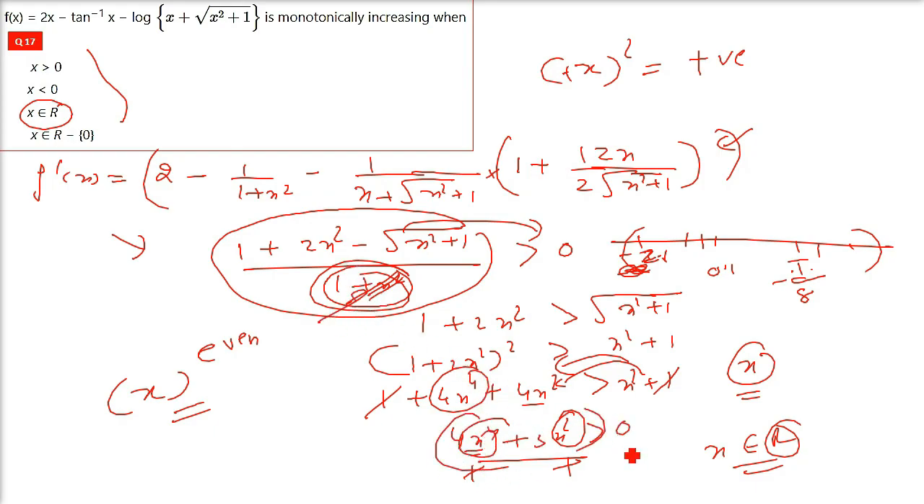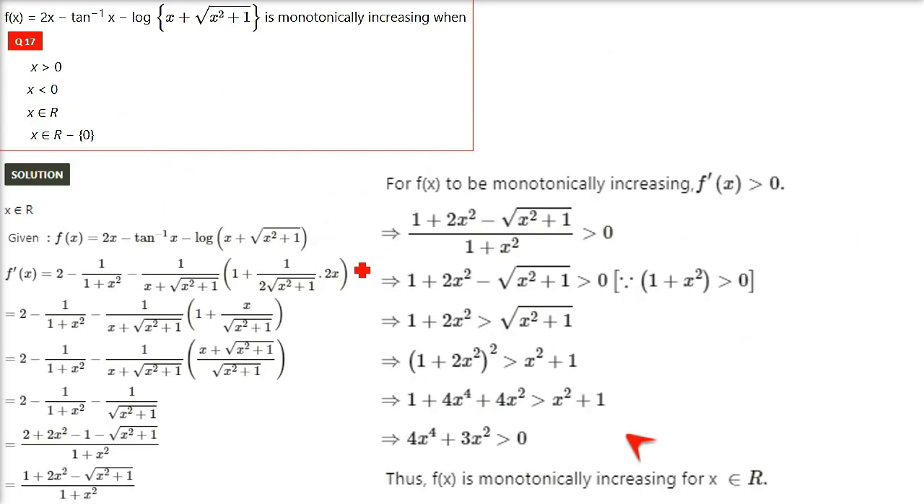So you have proved that the term on the left, when you took the f dash x, is greater than 0. Differentiation will be done by you. Okay. So this will take some effort, but I hope you'll be able to do it. So this is the whole thing which you are going to do. Alright, so x belongs to R is the answer.